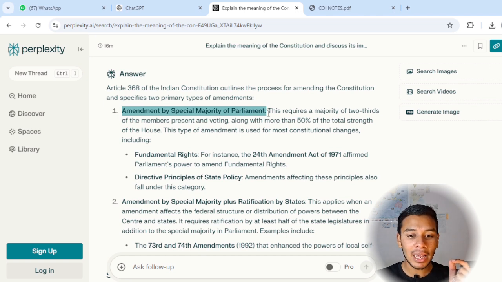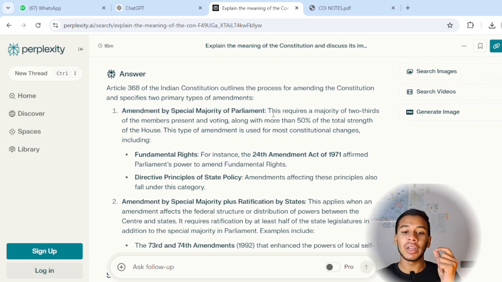The first one would be amendment by special majority of Parliament. Let's talk about Parliament for a while now. This requires a majority of 2/3 of members present and voting, along with more than 50% of the total strength of the House. This type of amendment is used for most constitutional changes.